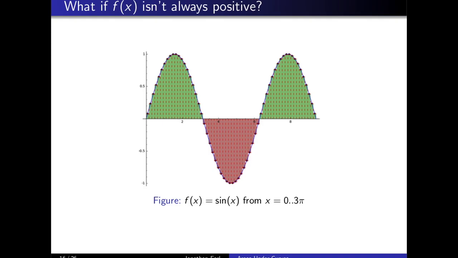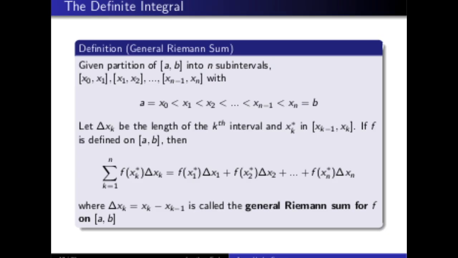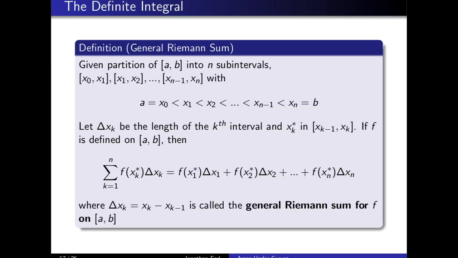And if we wanted, we could do the same kind of thing. To get a better and better approximation, just take more rectangles. As we see here, when we take more rectangles, we get something that looks like it's almost giving us the exact area. We would just take the number of rectangles to be going towards infinity. Okay, and that gives us what's called a general Riemann sum.